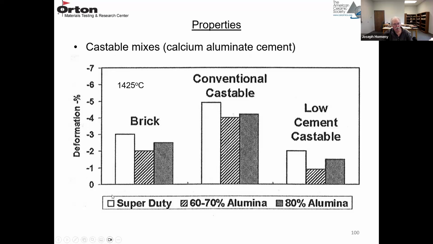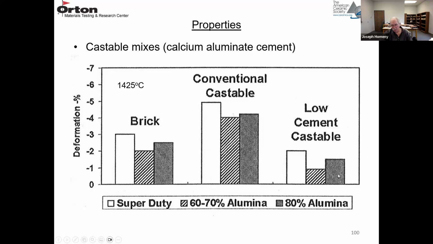So this open bar is a Super Duty aggregate, and then this cross-hatched bar is a 60 to 70% alumina, and then the darker cross-hatched bar is a higher alumina content. For those three materials, these are the amount of deformation probably after 50 hours of creep. You can see the conventional castable is worse than the brick. But then when you look at the low cement castable, it's actually better than a fired brick.